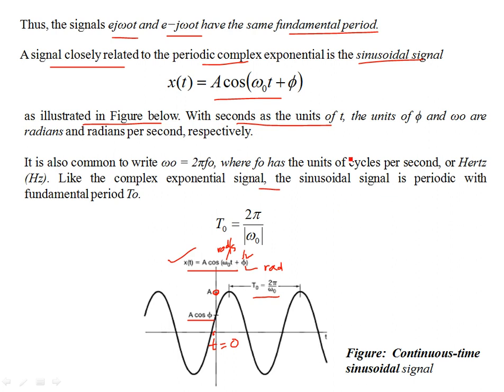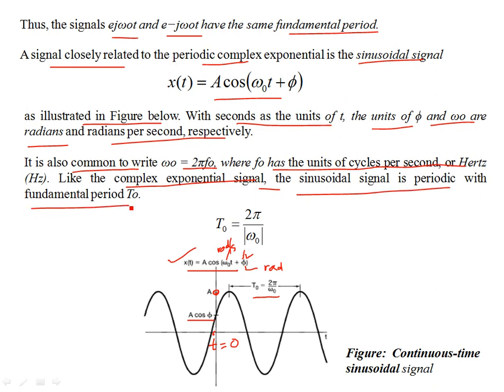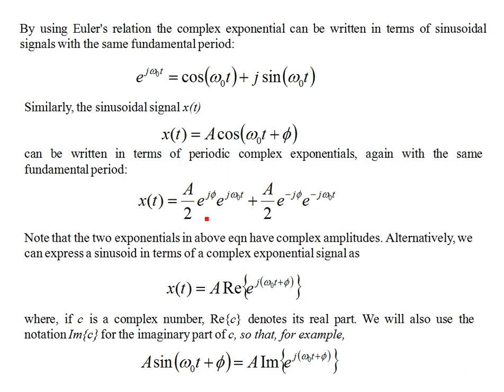So you can add radians to radians. Radians is a dimensionless quantity. So units of phi and omega naught are radians and radians per second respectively. Radians per second also represents the angular frequency. It's just like cycles, it's the angular cycles. So it is common to write omega naught also as 2 pi f naught, with units of cycles per second, or hertz. Like the complex exponential signal, the sinusoidal signal is periodic with the same fundamental period T naught, and that's given by 2 pi by omega naught.